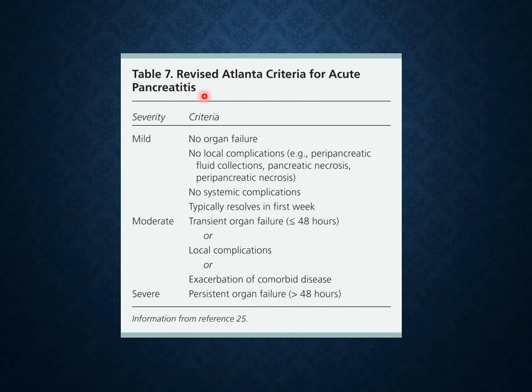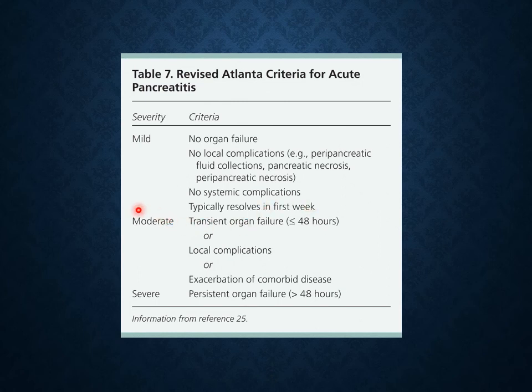This table is the revised Atlanta criteria for acute pancreatitis, which I find easy and convenient for classification between mild, moderate, and severe pancreatitis. With mild pancreatitis, there's no organ failure, no local complications such as pancreatic fluid collections or pancreatic necrosis, and no systemic complications. Such cases typically resolve within the first week, in a couple of days.